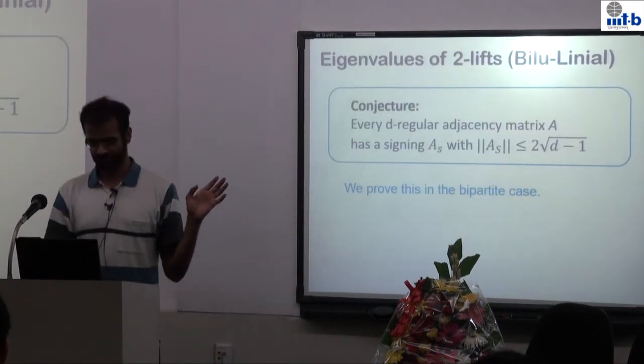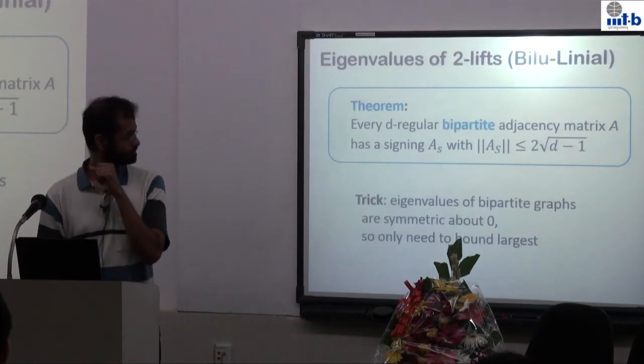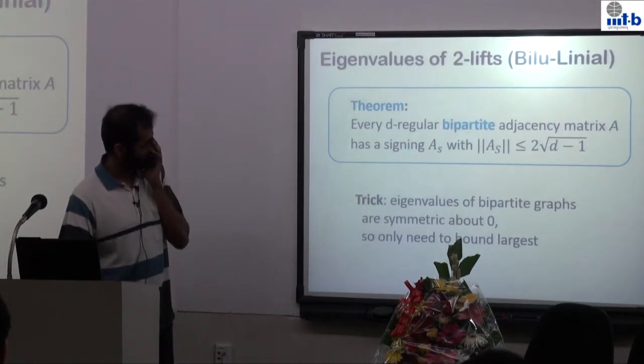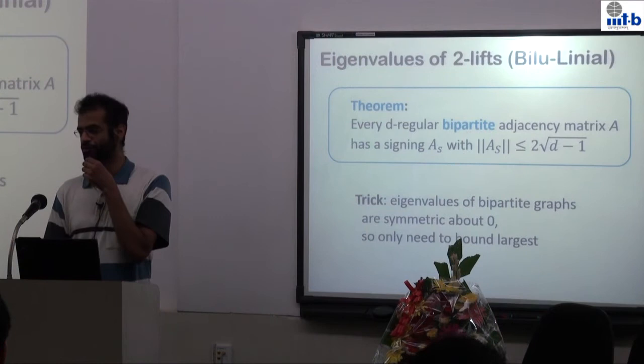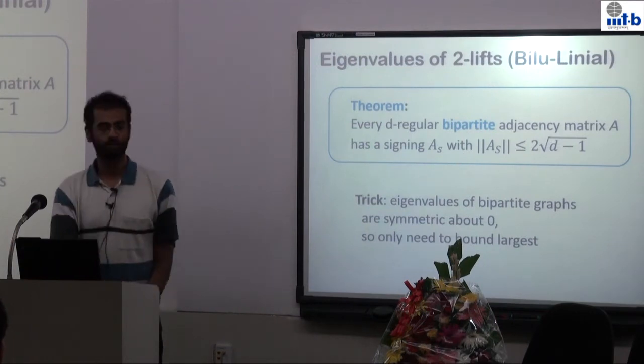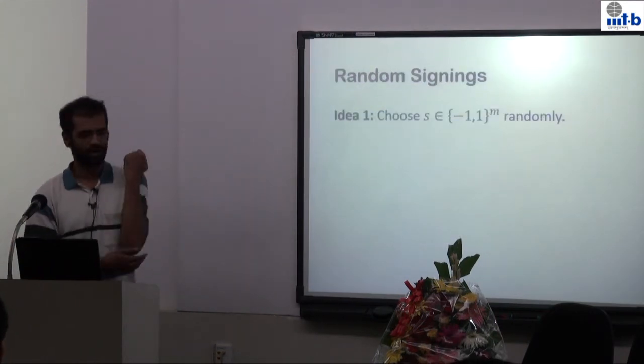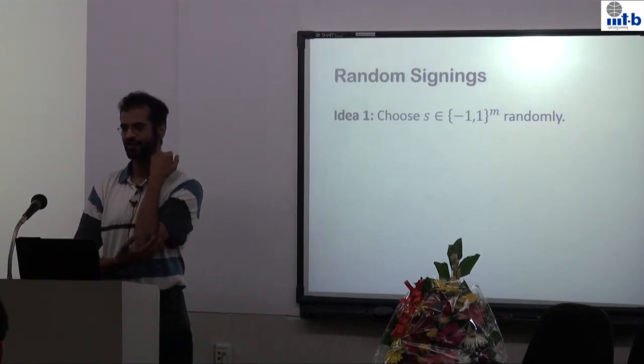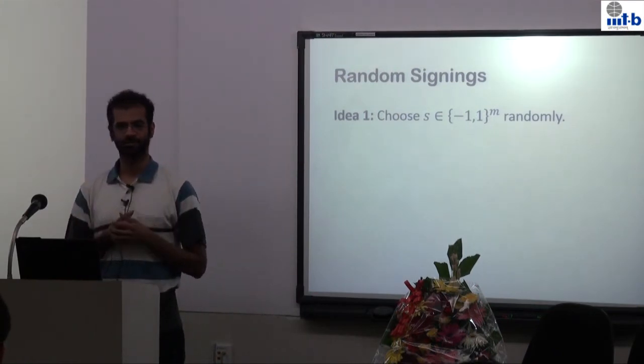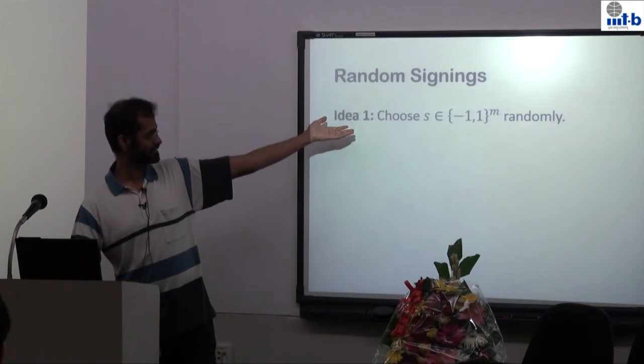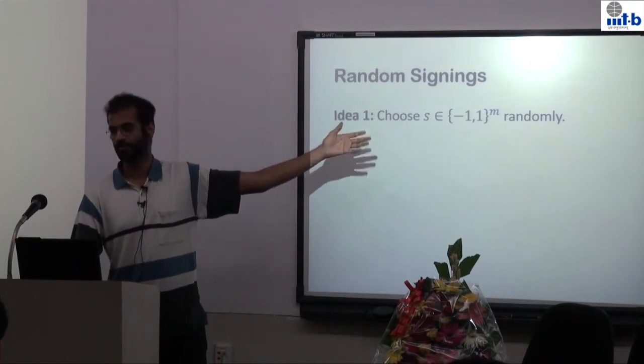So how do we prove this theorem? Okay, so there are several things you could try, right? What you have to find is the signing. So one reasonable idea is to choose a random signing. For every edge, just randomly cross it or keep it parallel. What that means is for every entry in this adjacency matrix, make it randomly +1 or -1 with equal probability.